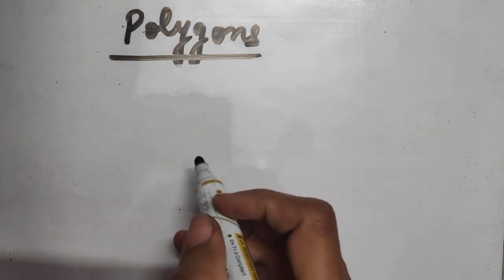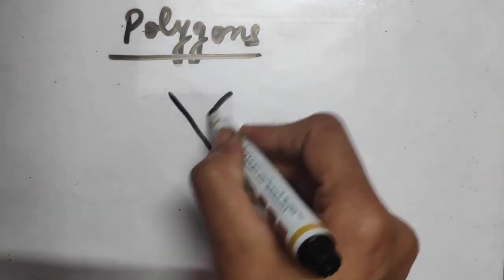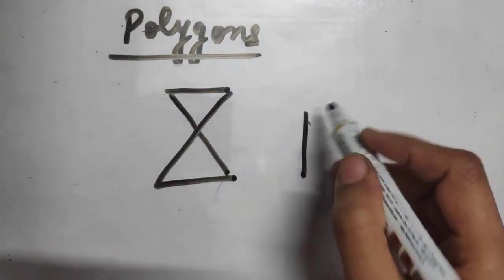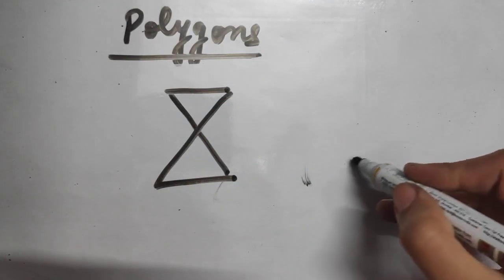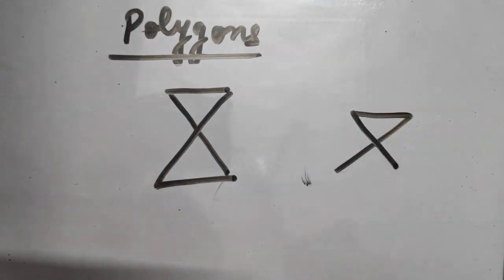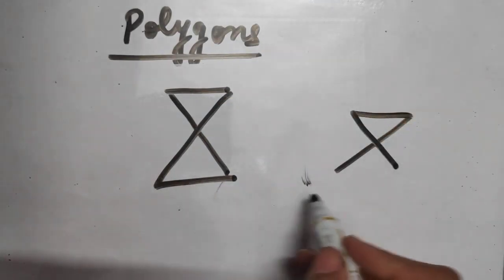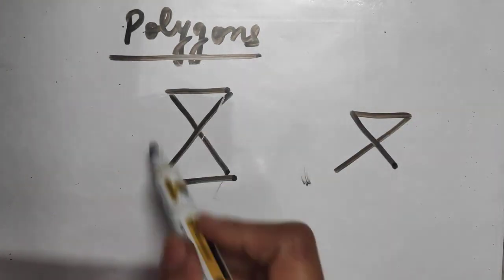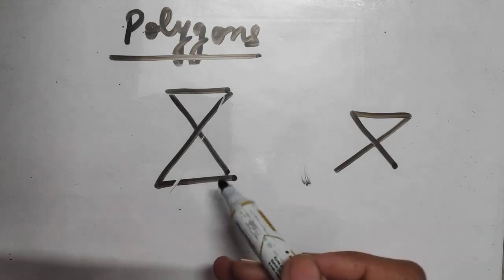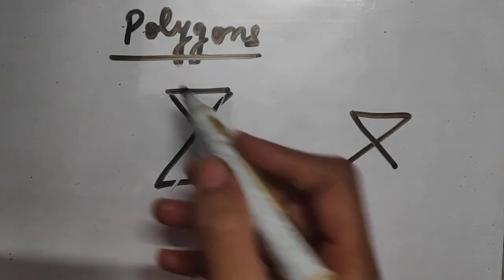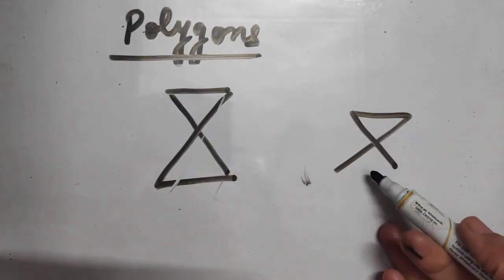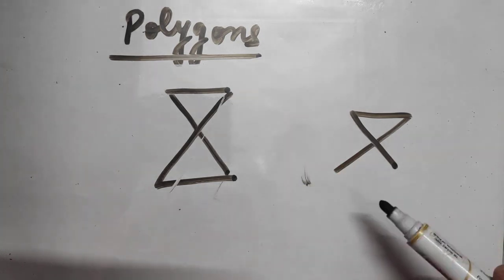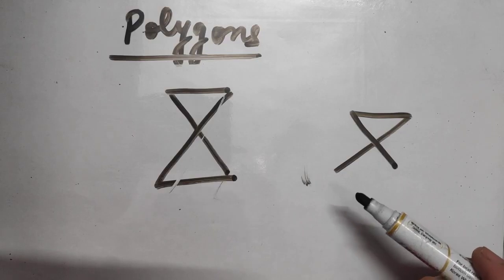Let us talk about a few more figures. Let us talk about this figure and this figure. Now, as I told you, three conditions should be satisfied. First, is it a simple curve? No, because it is crossing itself at this point. So this is not a simple curve. So we can say this is not a polygon. Again, this is not a simple curve. So this is not a polygon. So I hope, dear children, you have understood about polygons.